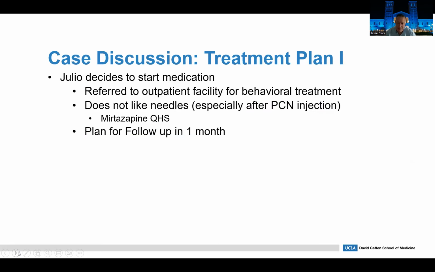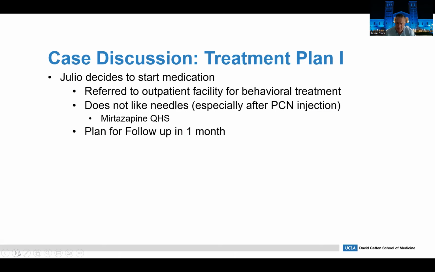So with this information in mind, you come back to Julio and you discuss these findings. He says he would like to start medication, doesn't like needles, really does not want this naltrexone injection, especially after you just gave him this big shot of penicillin in his butt, which was really painful. So you agree that he'll start mirtazapine nightly.